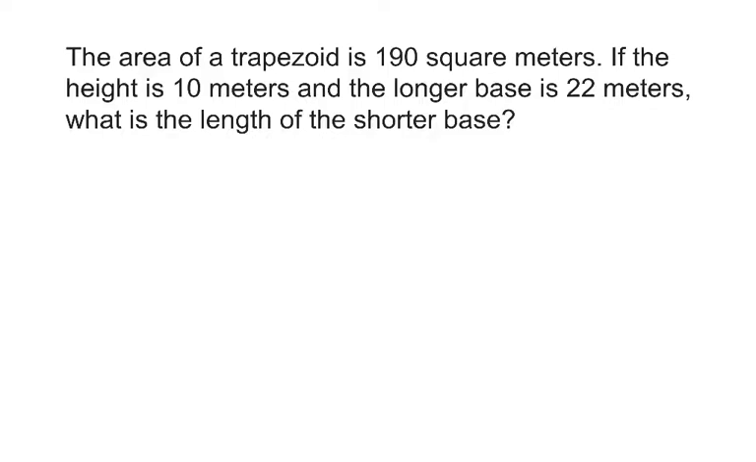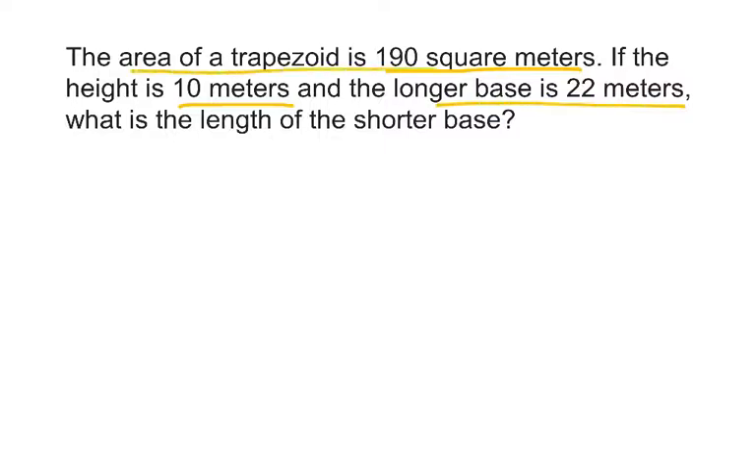Today we're going to look at problem-solving strategies when finding the area of a trapezoid when we need to find the missing base or the missing height. In this case, we're going to focus on base because finding the missing base is a little bit more of a challenge than finding the missing height. Looking at this problem, the area of a trapezoid is 190 square meters. If the height is 10 meters and the longer base is 22 meters, what is the length of the shorter base?